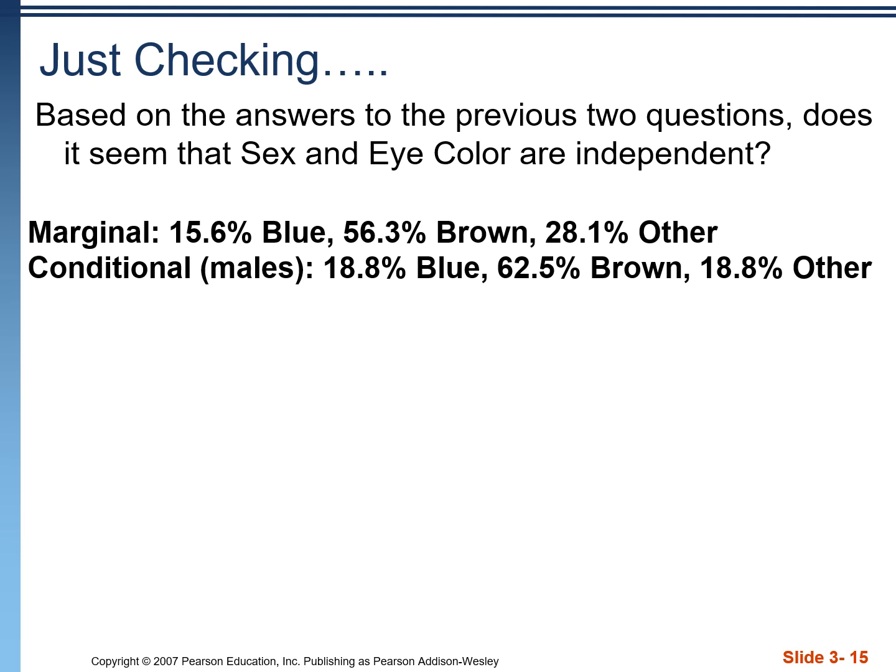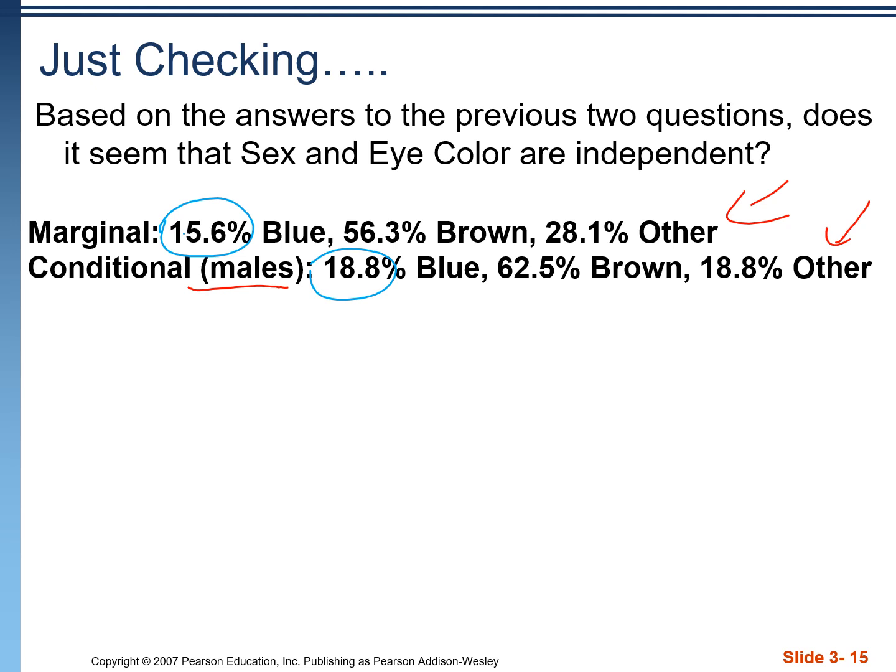Based on the answers to the previous two questions, does it seem that sex and eye color are independent? So we had our marginal distribution, which I have copied and pasted here. Conditional distribution for males is here. If we're checking independence, we want to see, are these two distributions the same? So the same is an ambiguous term. So for example, are these two numbers the same?